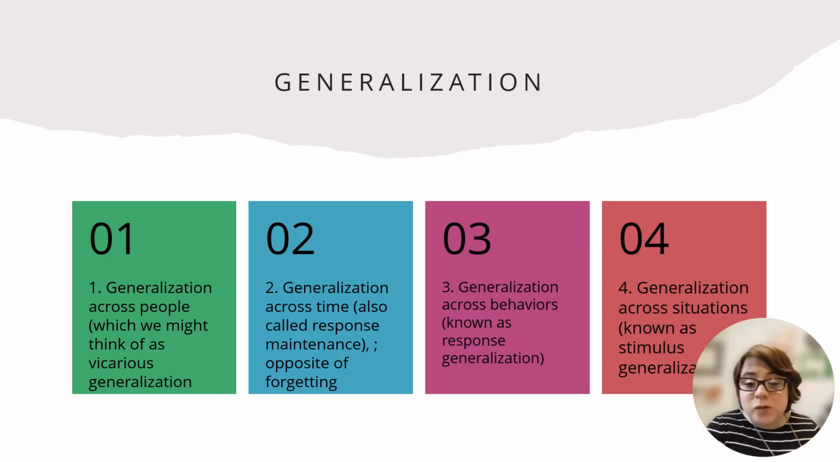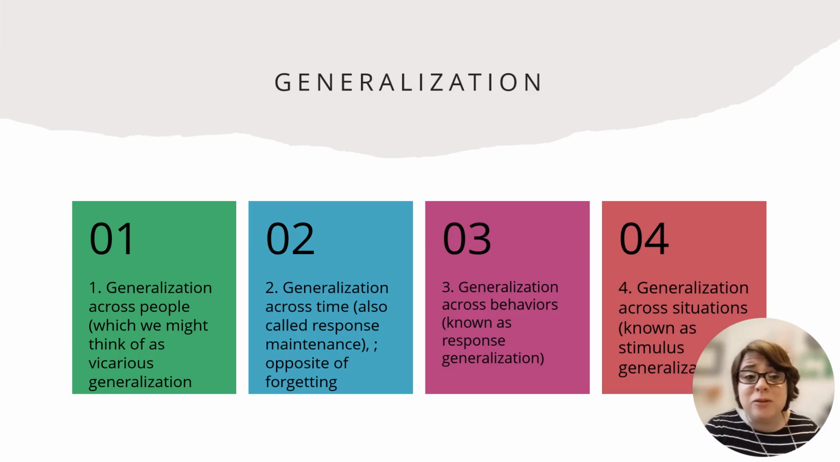So there are actually multiple types of generalization that learning psychologists have studied over the years. So we're going to talk about 4 different types of generalization. So the first is sometimes referred to as vicarious generalization, and that's in reference to generalization across people. So a basic definition is that this occurs when a behavior learned in one context or with one person is exhibited with different individuals who were not part of the original learning scenario.